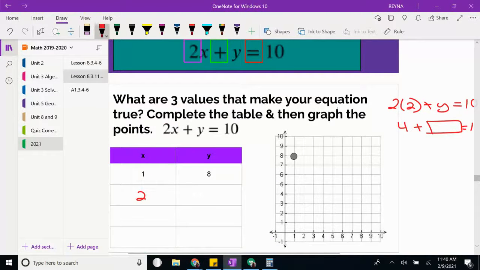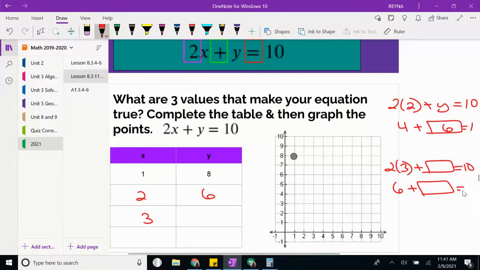Okay, so that would be 6. Okay, let's try the next one. 3. 2 times 3 plus something equals 10. Well, we know 2 times 3 is 6. So 6 plus something equals 10. That would be 4. Okay, 4.